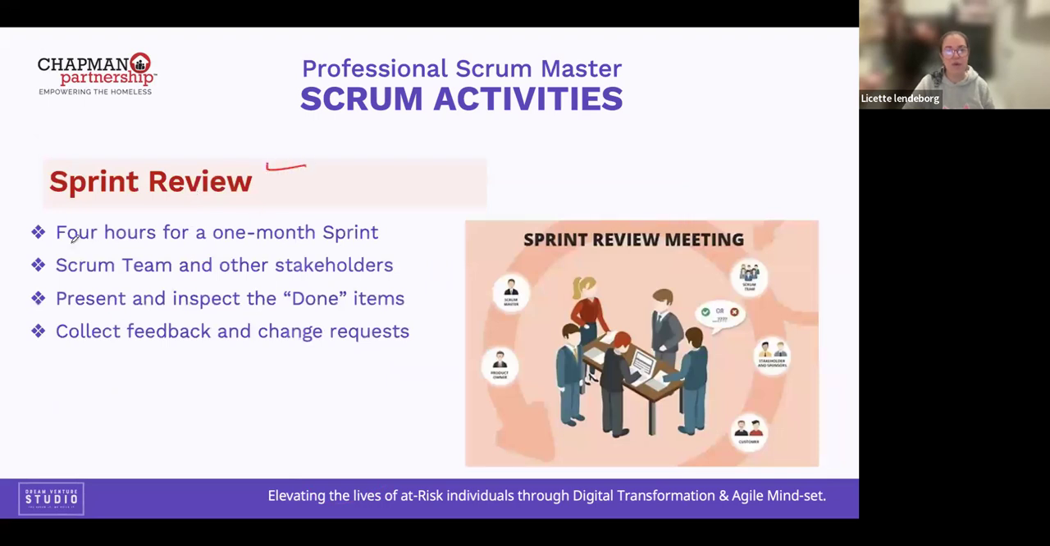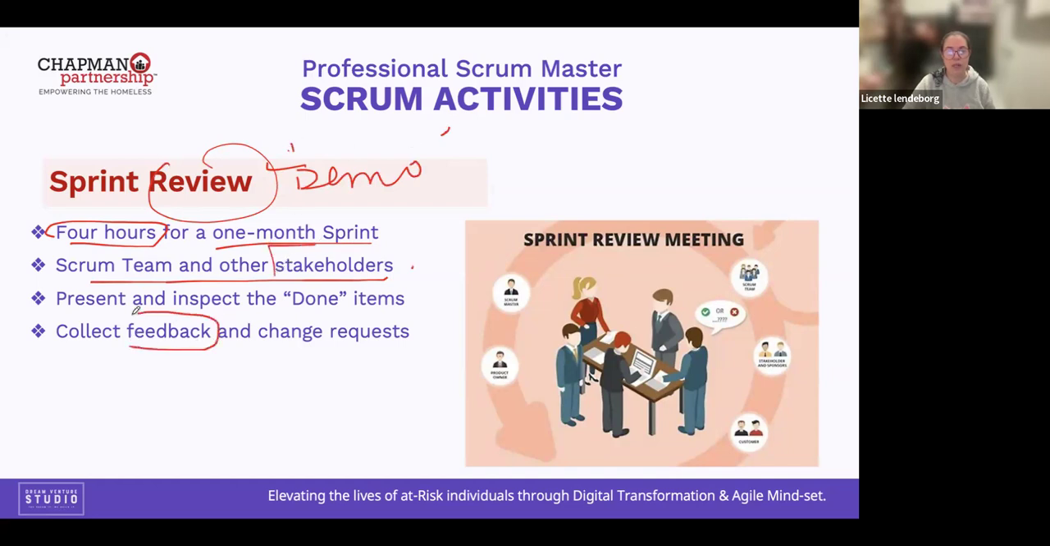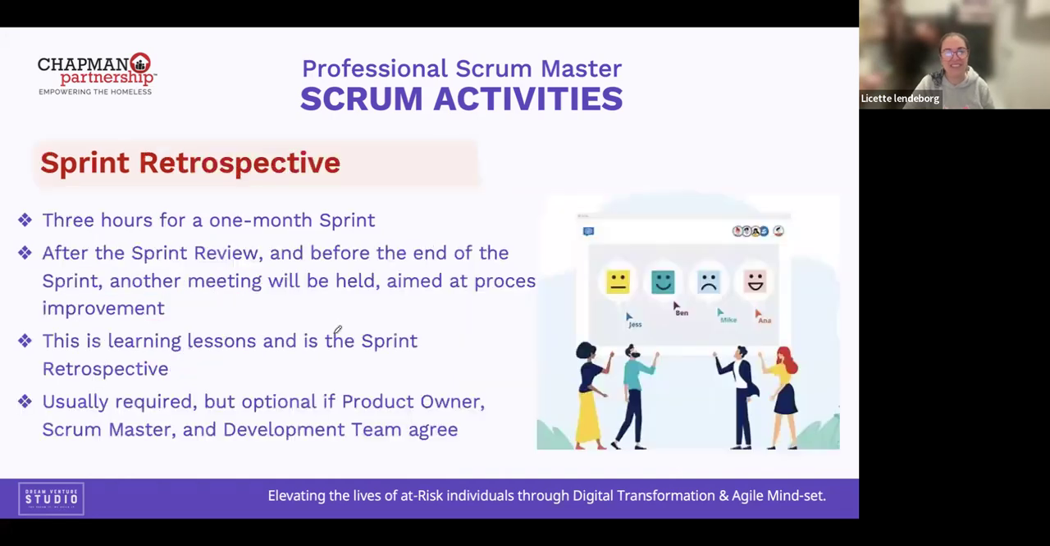Sprint review, 4 hours. We said that, for a 1 month sprint, with the Scrum team and other stakeholders. In the sprint review, we do the demo to the stakeholders, and we need to collect what? Feedback and change requests.